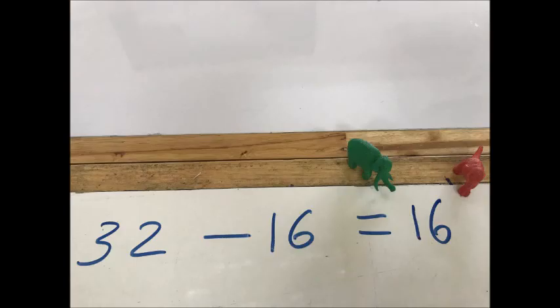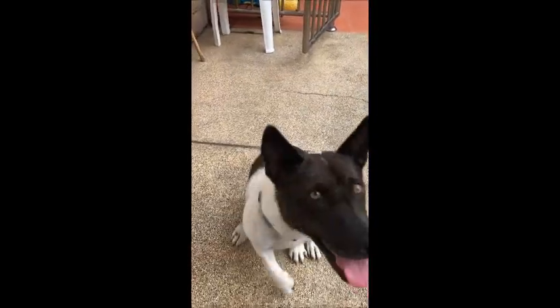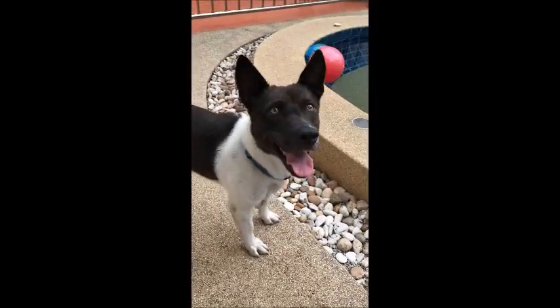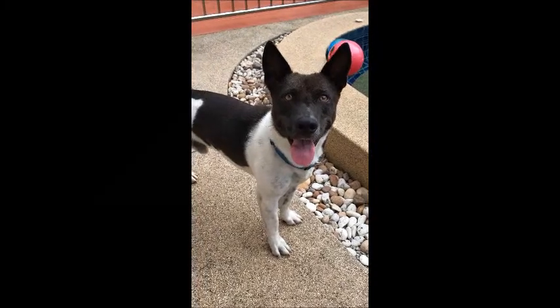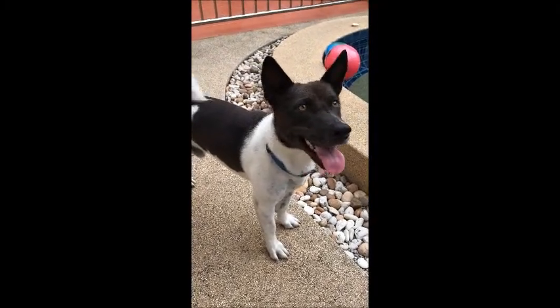The final answer is 16. 32 take away 16 is 16. Did that help you, Rocky? Why, Mr. Mike, that was brilliant. But could you go out and buy some more sausages, please?